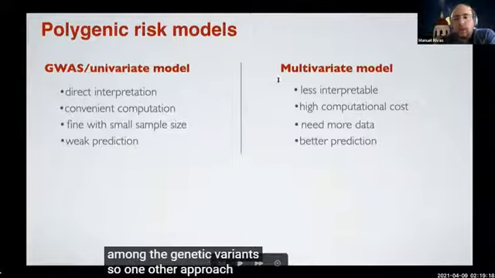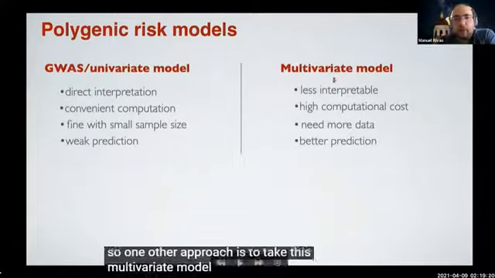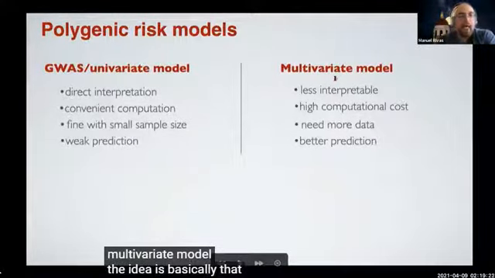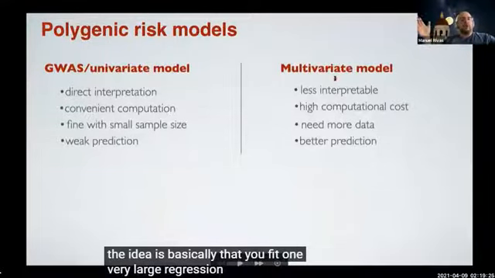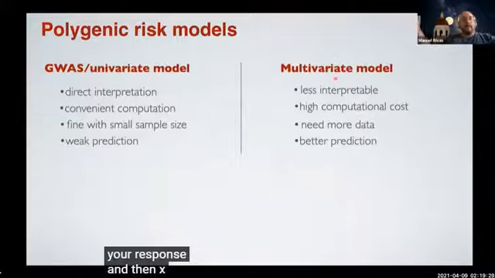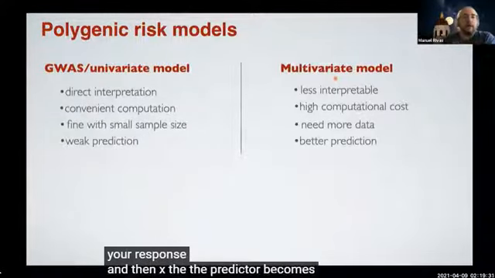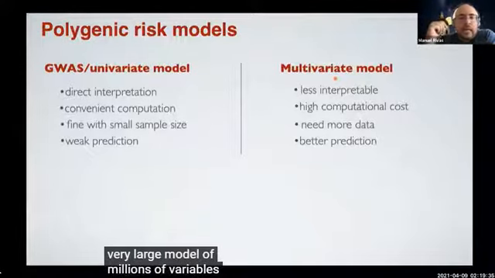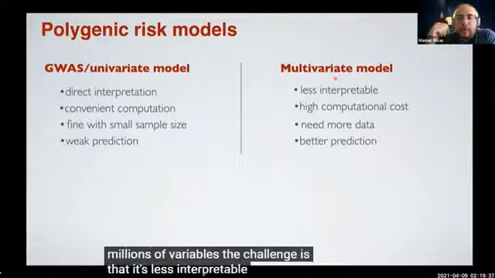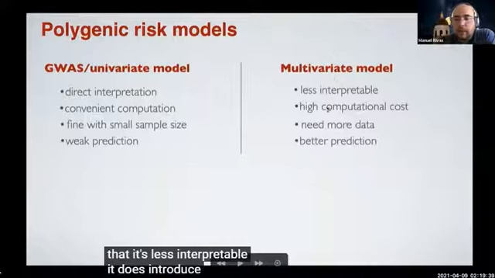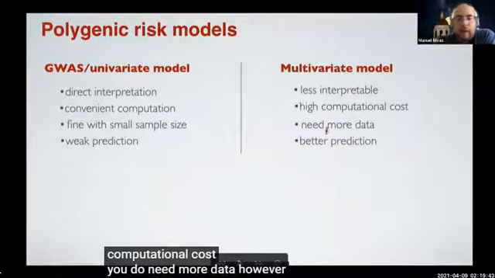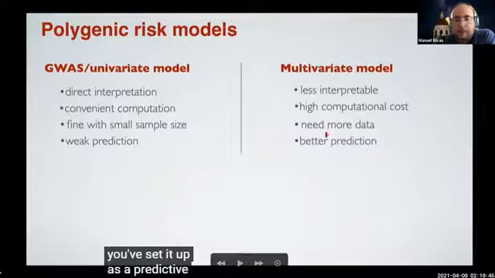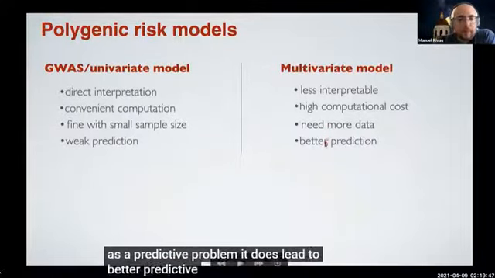So one other approach is to take this multivariate model. The idea is basically that you fit one very large regression model where Y is your response, and then X, the predictor, becomes a very large model of millions of variables. The challenge is that it's less interpretable. It does introduce some high computational cost. You do need more data. However, since you've set it up as a predictive problem, it does lead to better predictive performance.